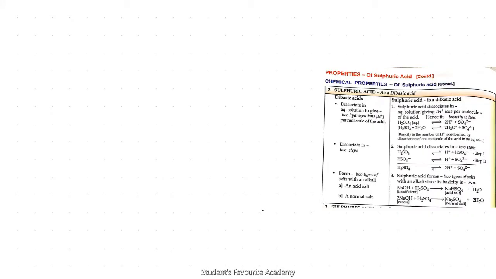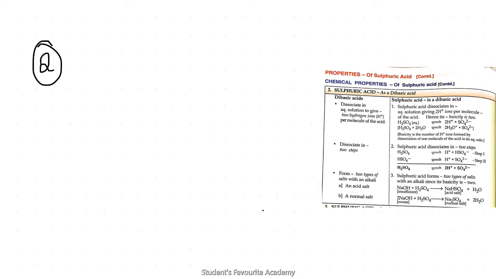Okay, now children, moving to the chemical properties of sulfuric acid. Now in the second point we'll be seeing how sulfuric acid is acting as a dibasic acid. So when we talk about dibasic, children, what does it mean? That its basicity is 2. Okay, di for 2 and basic is the basicity. Now what is basicity, children?